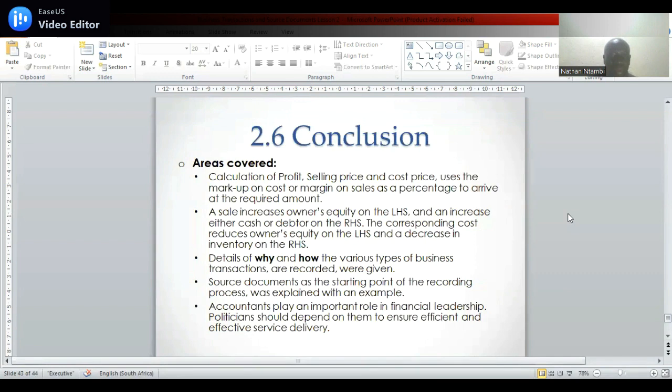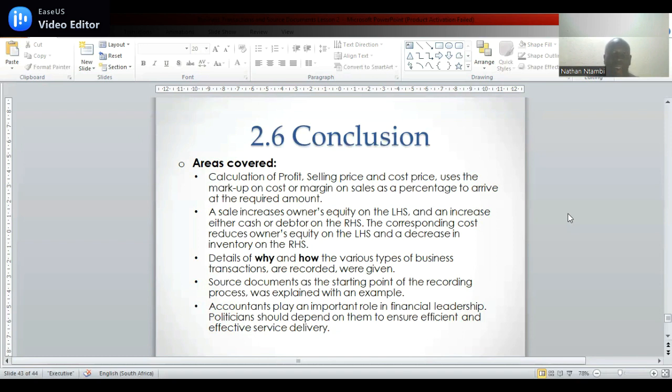In conclusion, the following areas have been covered: calculation of profit, selling price and cost prices, using the markup on cost or margin on sales as a percentage to arrive at the required amount. A sale increases owner's equity on the left-hand side, and an increase in either cash or debtor on the right-hand side. The corresponding cost reduces owner's equity on the left-hand side and a decrease in inventory on the right-hand side. Please remember this.